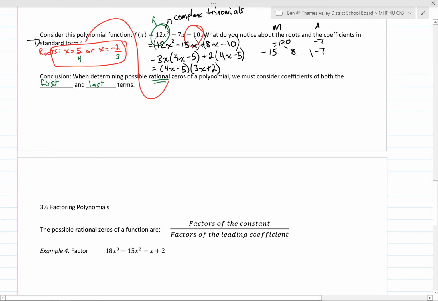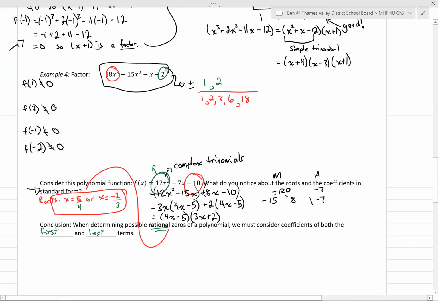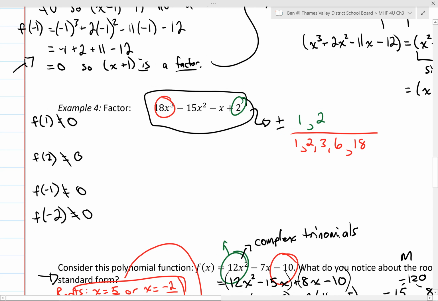Let me see here. Right, so I have listed this off. The possible rational zeros of the function are factors of the constant divided by factors of the leading coefficient. Now, when we're choosing to guess and check, to try and pick our factors, we want to work with the simplest values we can at the start to try and determine if a certain value is a root of a factor of my polynomial.